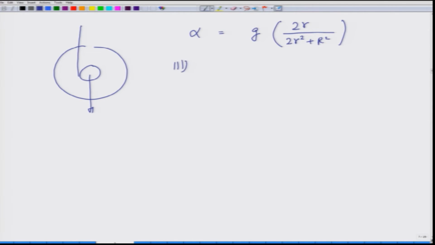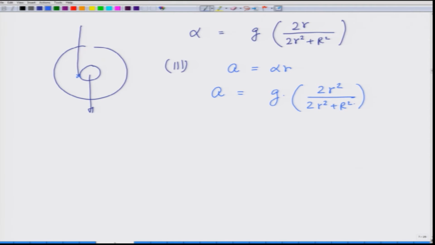Third equation is going to be that this point is stationary, and therefore the velocity of this point always remains the same, and that implies that A must be equal to alpha r, and therefore the linear acceleration of the center of the body is going to be g times 2 r square over 2 r square plus r square.